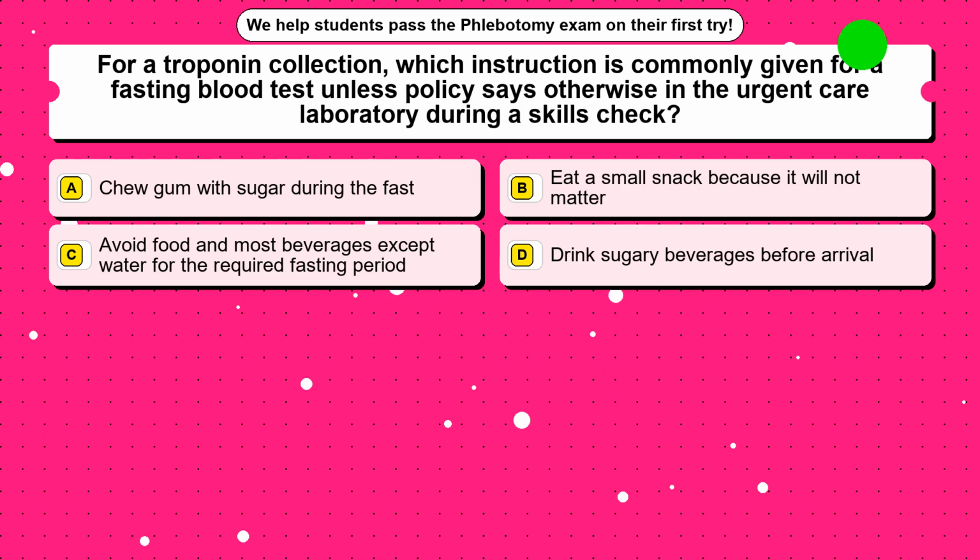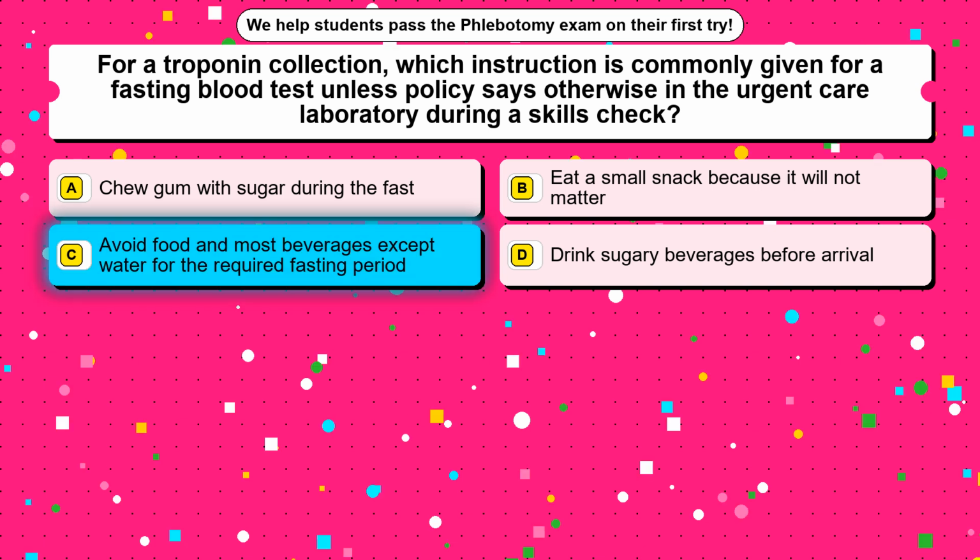Question 3. For a troponin collection, which instruction is commonly given for a fasting blood test unless policy says otherwise in the urgent care laboratory during a skills check? Option A. Chew gum with sugar during the fast. Option B. Eat a small snack because it will not matter. Option C. Avoid food and most beverages except water for the required fasting period. Option D. Drink sugary beverages before arrival.